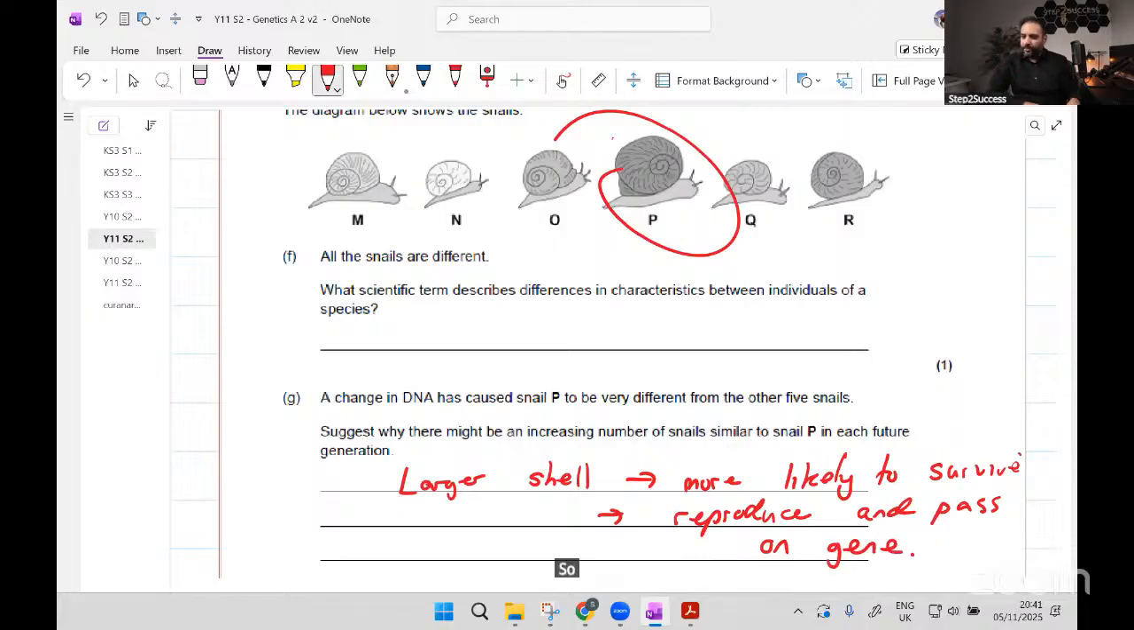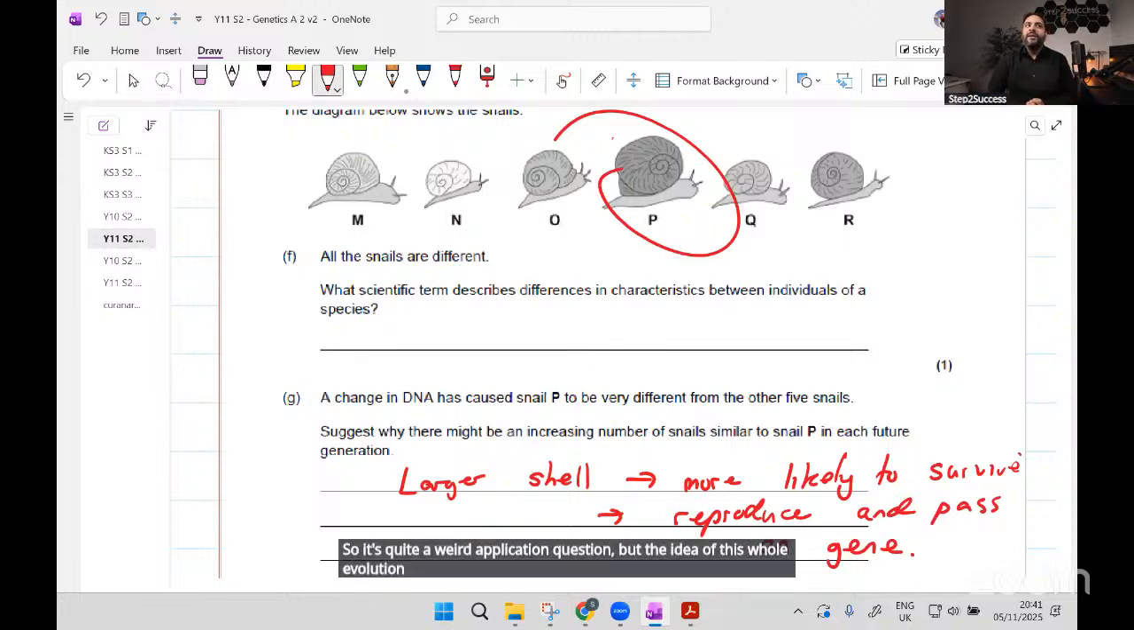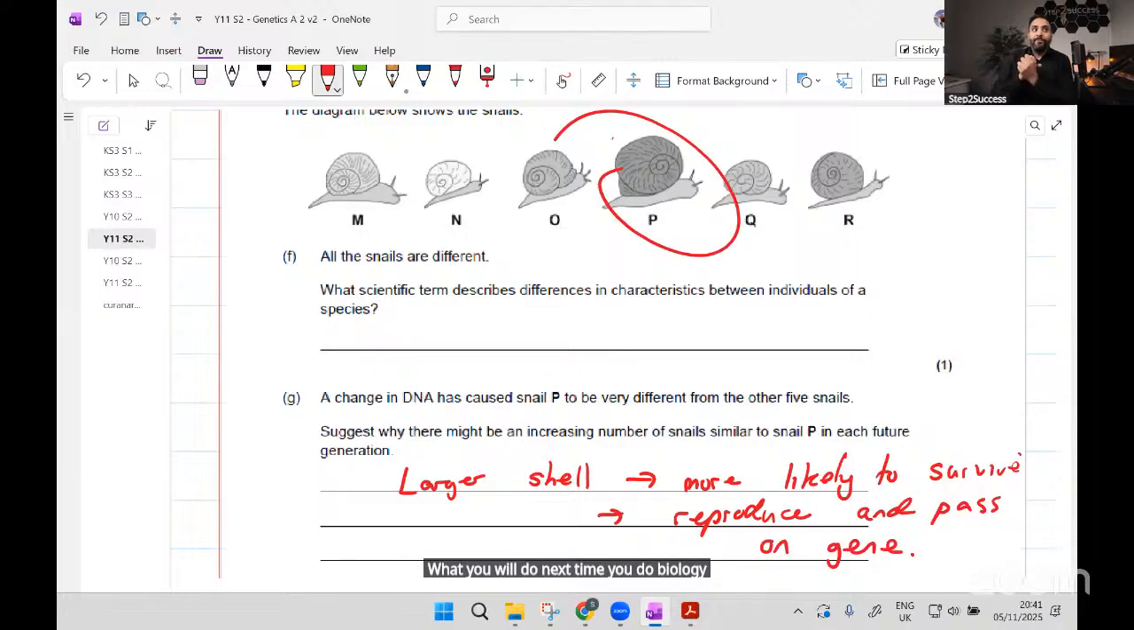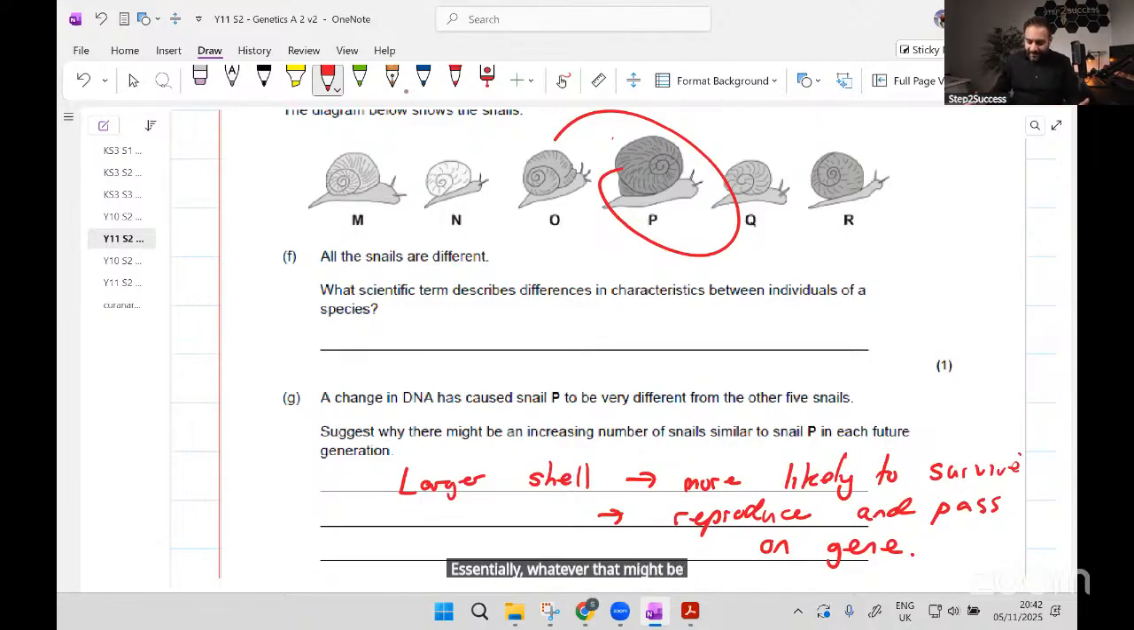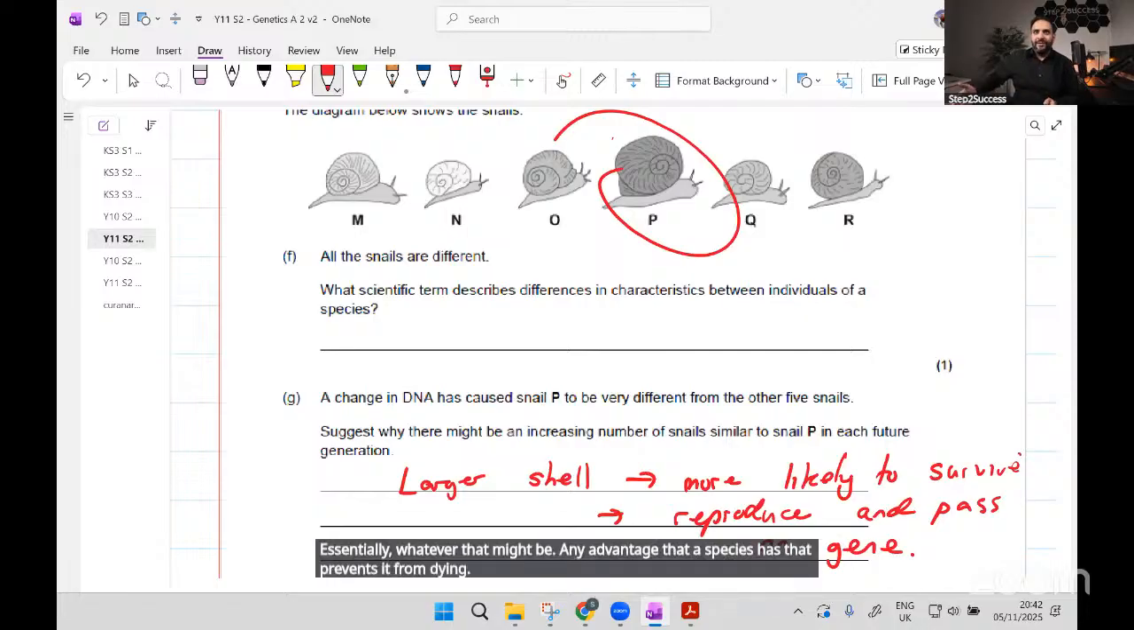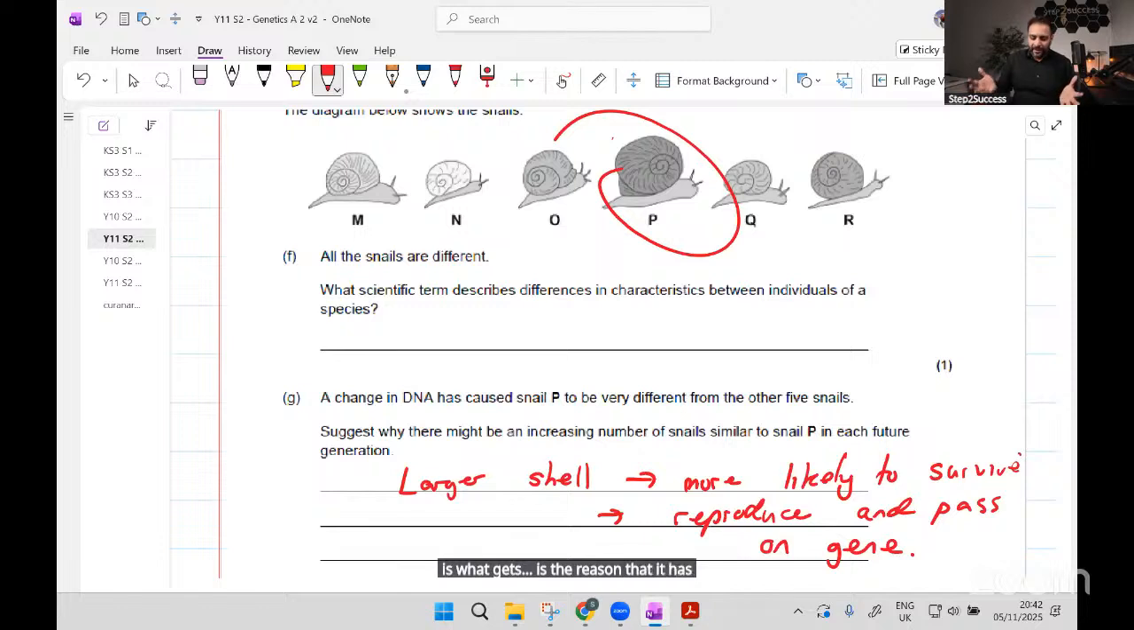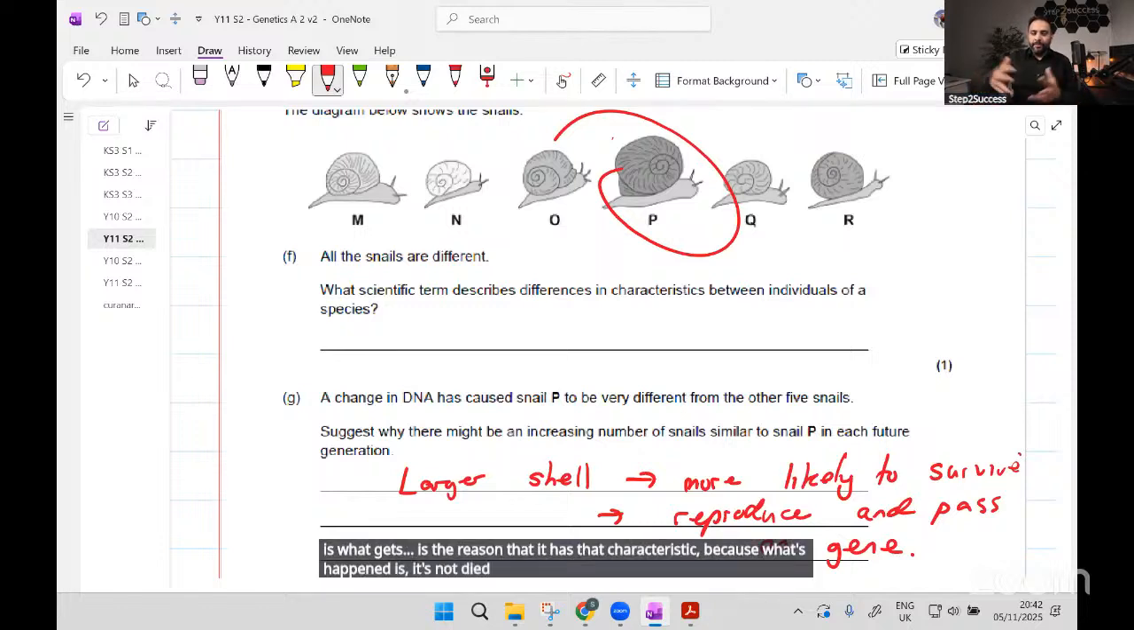So it's quite a weird application question. But the idea of this whole evolution thing, which you will do next time you do biology with us, is this idea that everything that's around us at the moment, including you and I to an extent, we have some advantage that has allowed us to not die, essentially, whatever that might be. Any advantage that a species has that prevents it from dying is the reason that it has that characteristic. Because what's happened is it's not died, it has then reproduced, it has passed on that thing, whatever it was, to the next generation.